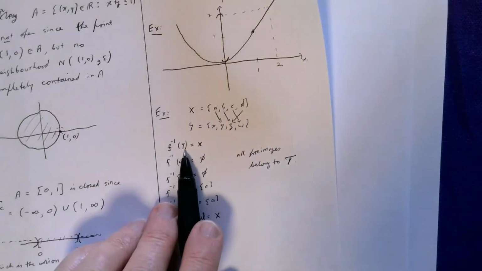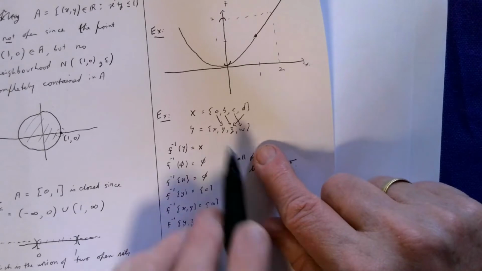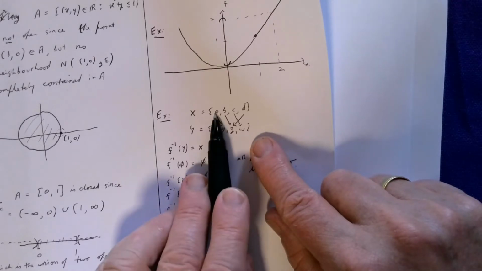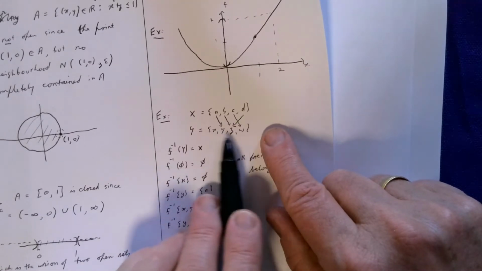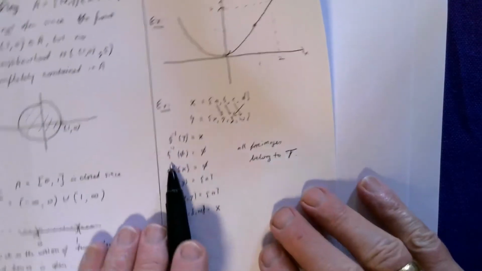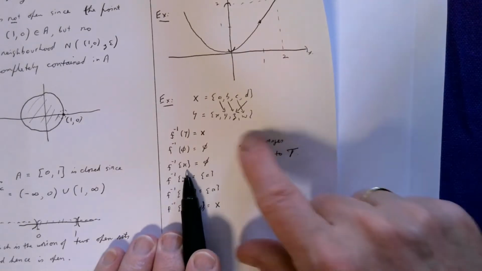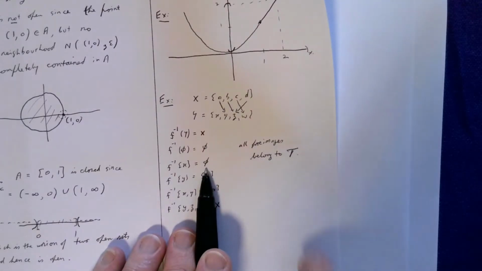So the pre-image, I should say, of Y is X. If you look at these and ask where they came from, well, this one came from a, this one came from b or d, this one came from c. So the pre-image of these is a, b, c, d, and that's equal to X. The pre-image of the empty set is the empty set. The pre-image of x, well, it didn't come from anything, so its pre-image is also the empty set.